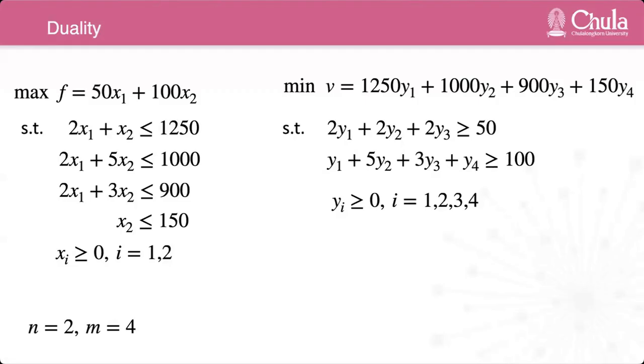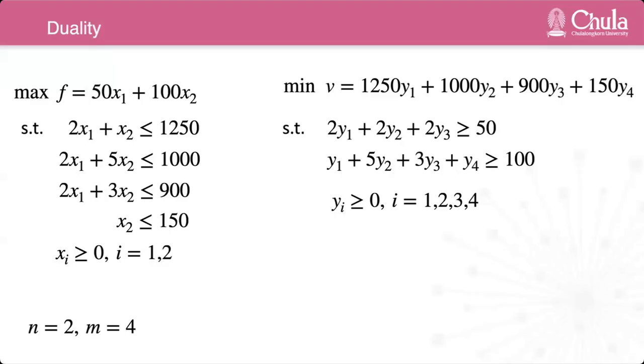2x1 plus x2 less than or equal to 1,250. 2x1 plus 5x2 less than or equal to 1,000. 2x1 plus 3x2 less than or equal to 900. x2 less than or equal to 150. And all of these variables must be non-negative.